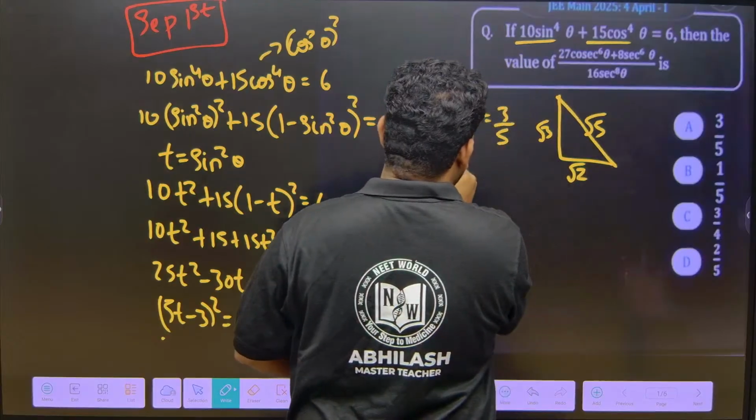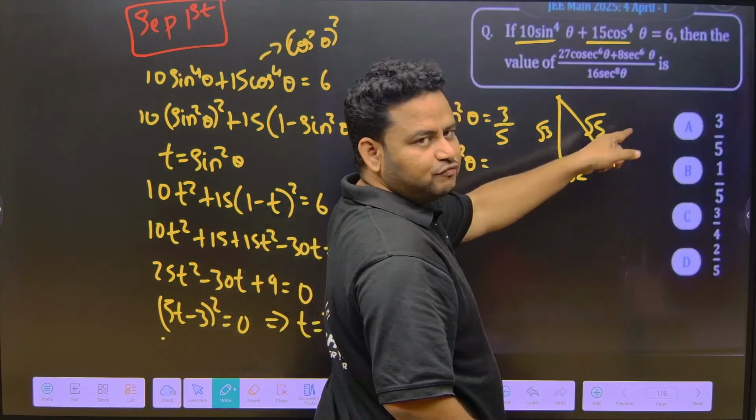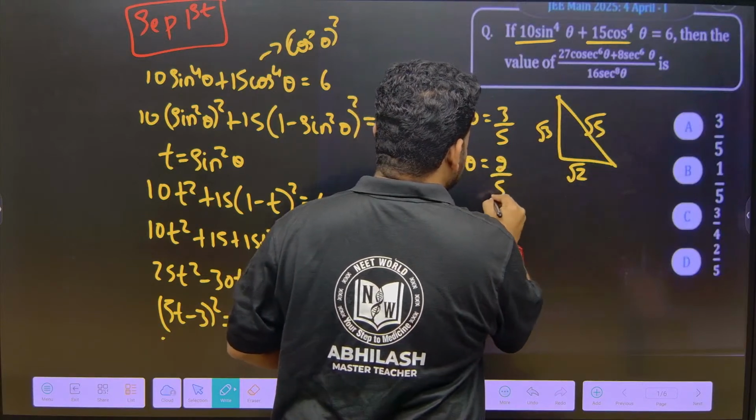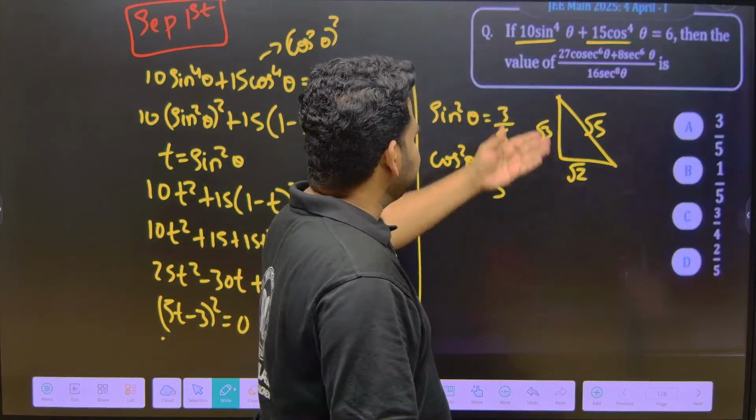So, what will be cos square theta? Cos theta will be root 2 by root 5, so cos square theta will be 2 by 5. Once I have sin square theta and cos square theta, I can find the value of what is given.